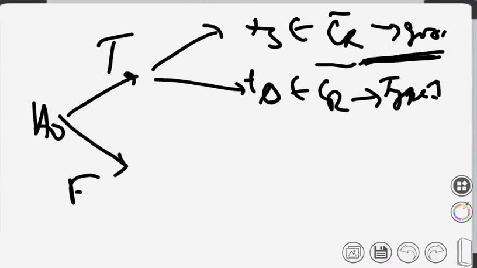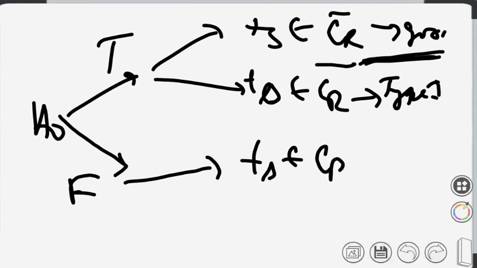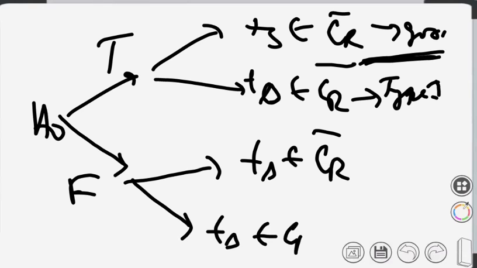If the null hypothesis is false, similarly here also, if the TS belongs to CR bar and TS belongs to CR, right? Whether I will be accepting the null hypothesis or rejecting it depends upon where the value of the test statistic falls.